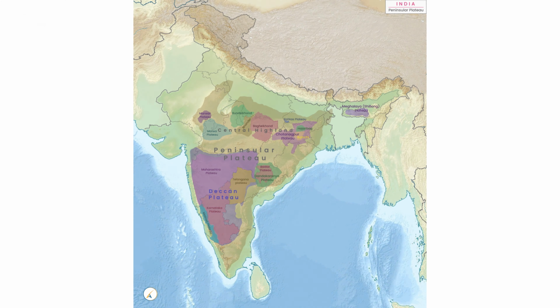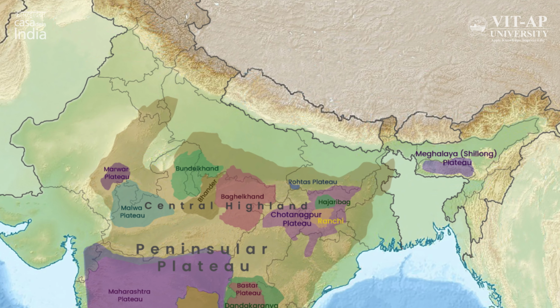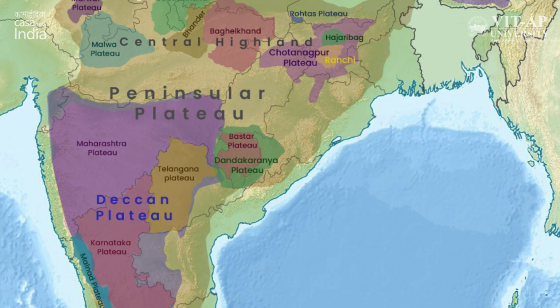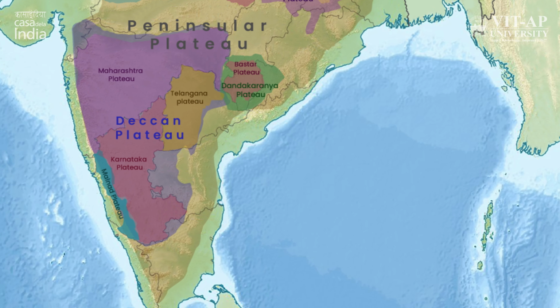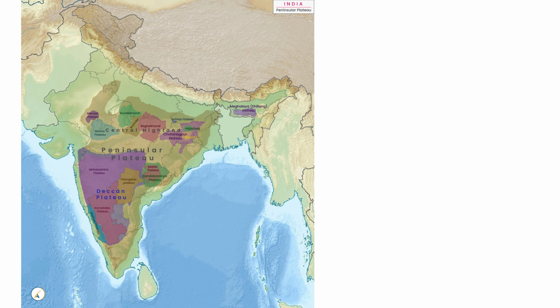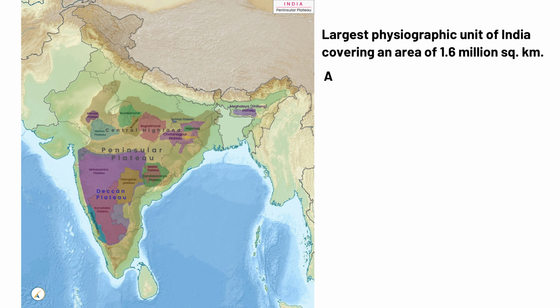So this is actually a triangular area, and it is between the Indo-Gangetic Plain and the 2 coastal plain lands. It is one of the largest physiographic units of India, covering an area of 1.6 million square kilometer. The average height is 600 to 900 meter above sea level. It can go up to 1100 or 1200 meter above sea level.